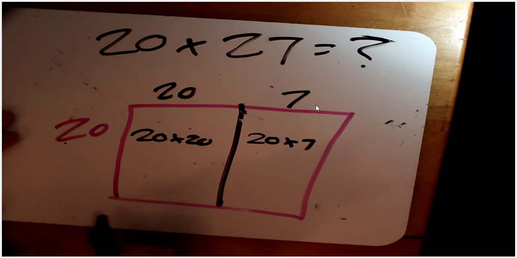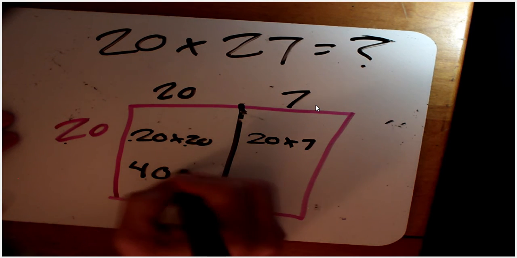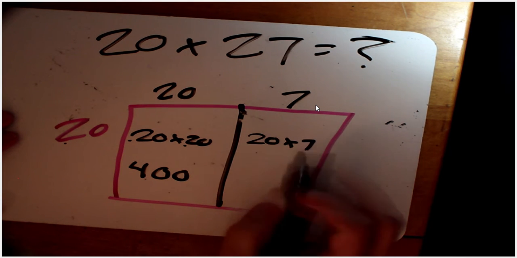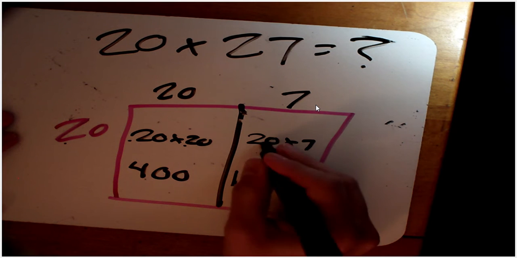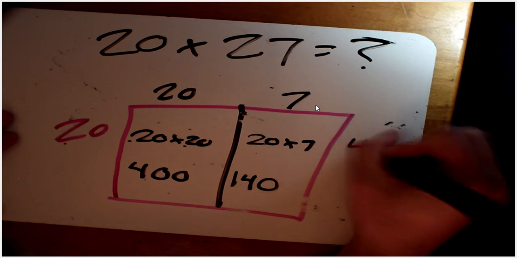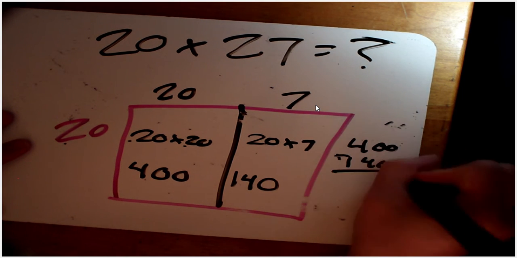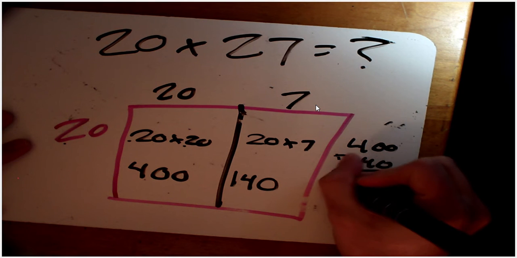The basic facts are again 2 times 2 is 4. Add my two zeros, it's 400. 2 times 7 is 14. Add my 0, it's 140. We are not done yet. We would do 400 plus 140 to get 540.